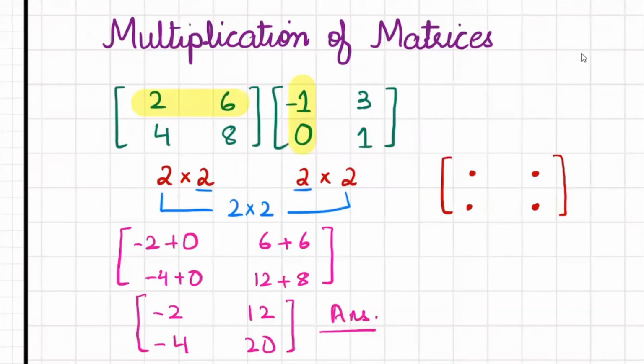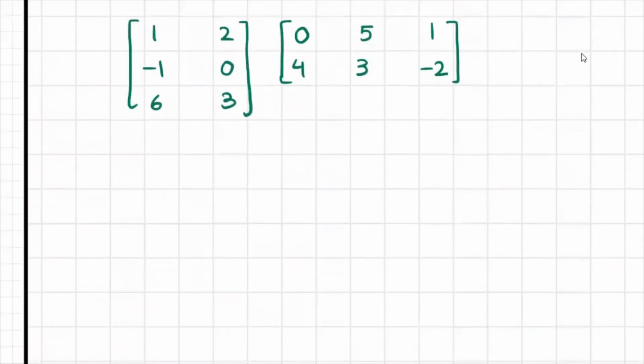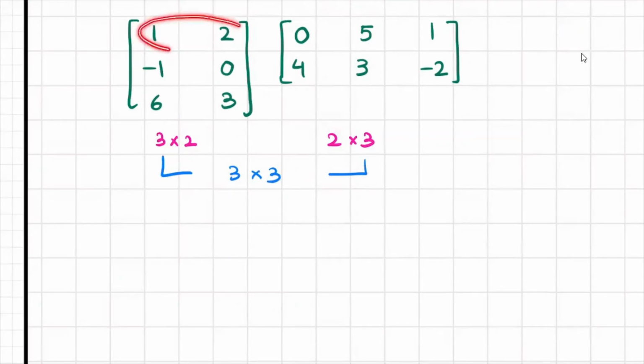All right, let's move on to a different one. So the dimensions here are, this is a 3 by 2 matrix and this is a 2 by 3 matrix. First, let's check, are these two the same? Yes, they are. And what will we be forming? We will be forming this over here, which is 3 by 3. Okay, a 3 by 3 matrix means the first row and the first column, let's multiply them.